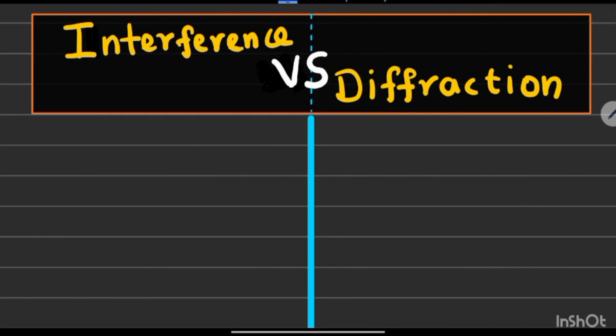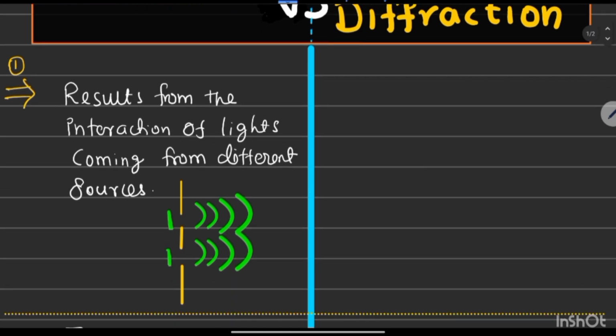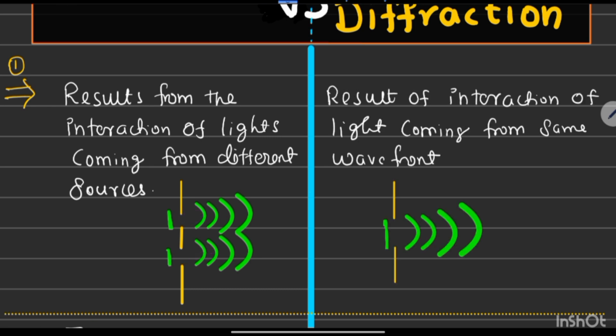Hello all. Let's see the difference between interference and diffraction. As a first point, the interference pattern is a result of interaction of light that is coming from multiple sources of light. If we take, say, a double slit experiment, the two slits from where we get light will act as separate sources of light, and the interference pattern on the screen is a result of interaction between these two slits. Whereas in diffraction, we have a single slit.